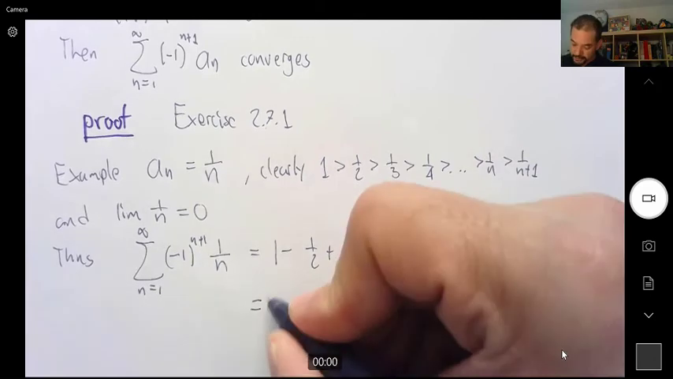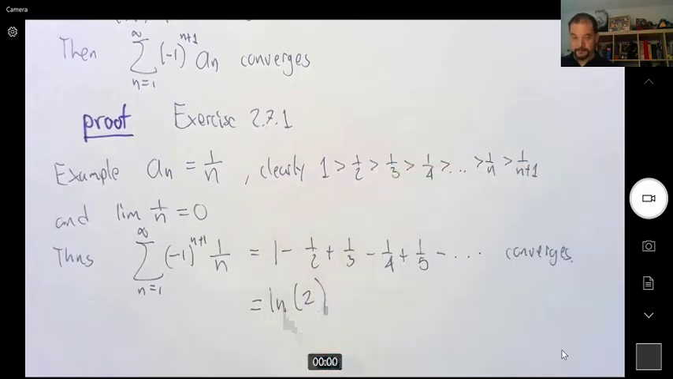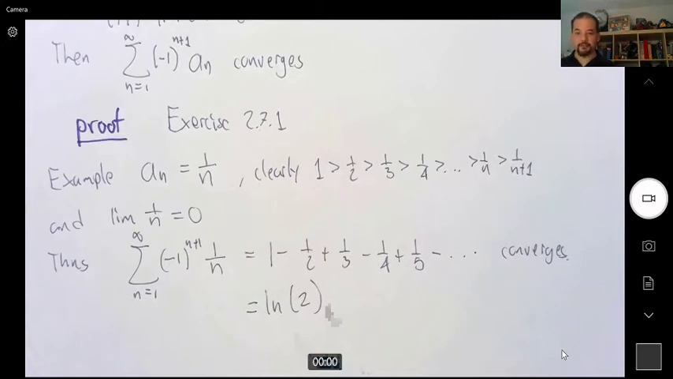And it's actually ln of 2. ln of 2, man, that's a weird answer, right? It's ln of 2. I mean, we're not going to do that in this class to show why it is ln of 2. But it is ln of 2.